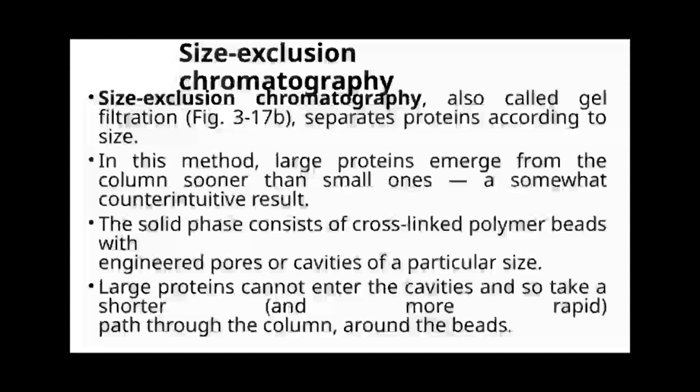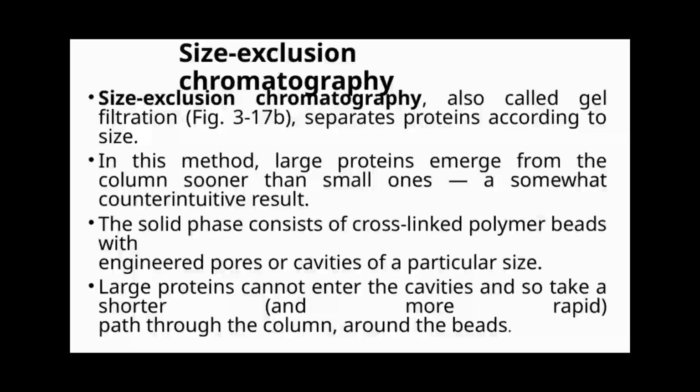Now, larger proteins are too big to enter these pores, so they can't go inside the beads. Instead, they travel around them, taking a shorter and faster path through the column. This means that the separation is based on size, with the larger proteins eluting earlier because they don't get trapped in the pores, unlike the smaller proteins that enter the cavities and take longer to come out. This technique is quite powerful for analyzing protein mixtures and understanding the size distribution of proteins in a sample, fitting into the broader theme of protein characterization and purification.